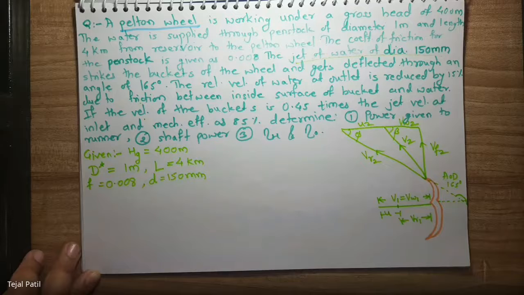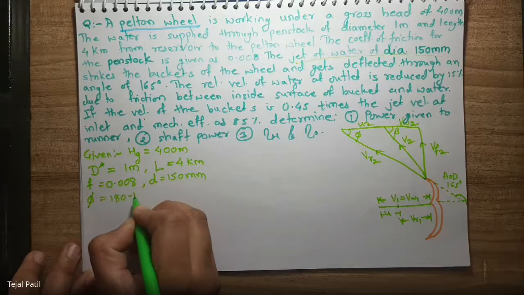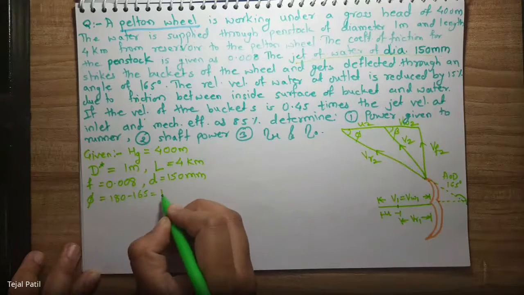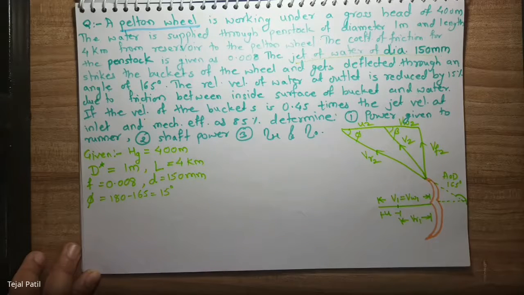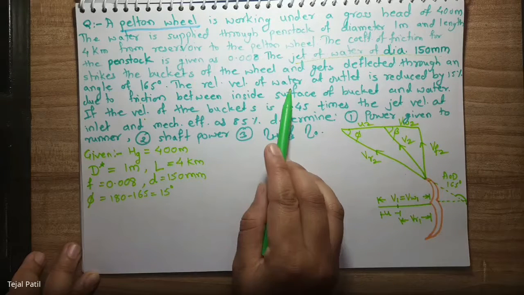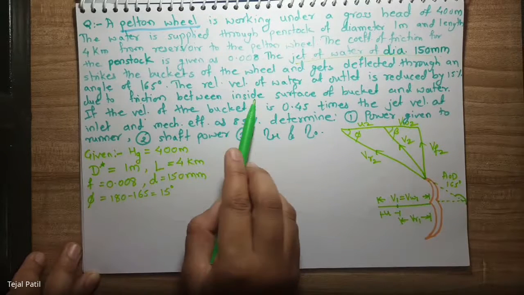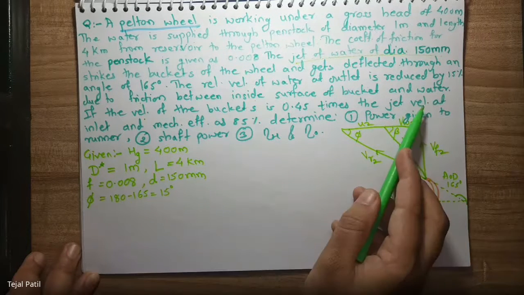So if AOD is 165, in the case of a Pelton turbine, what will happen? The phi will be known to you, that is 180 minus 165, that is 15 degree, right? Now further, the relative velocity of the water at outlet is reduced by 15% due to friction between the inside surface of the bucket and the water.